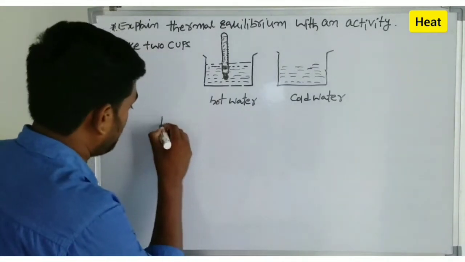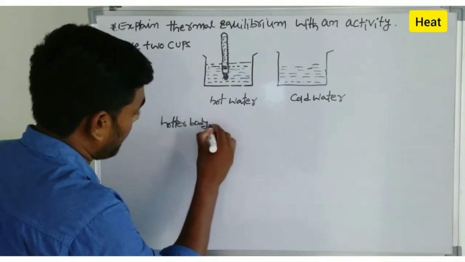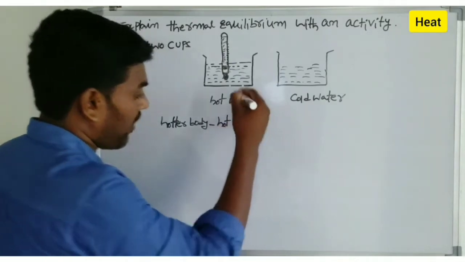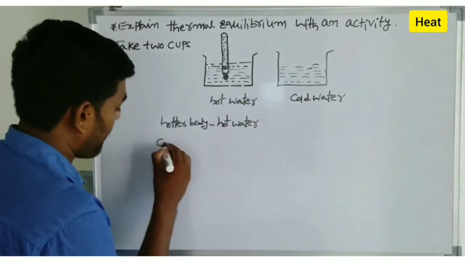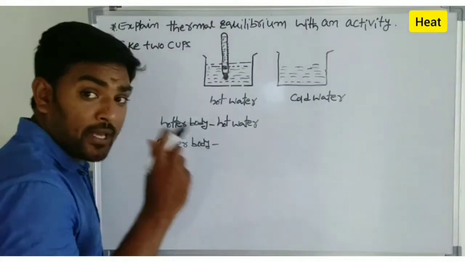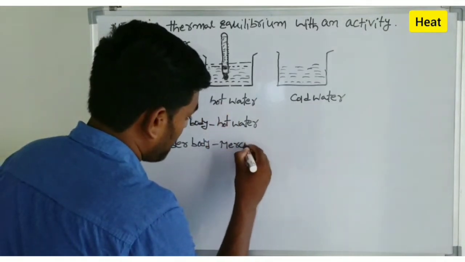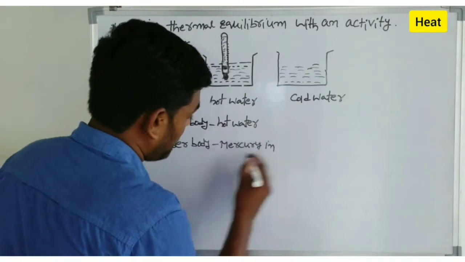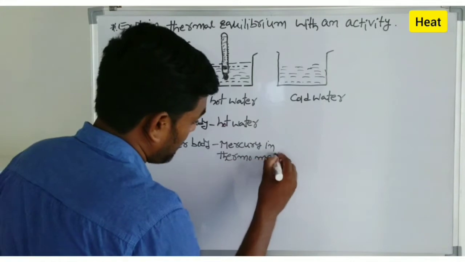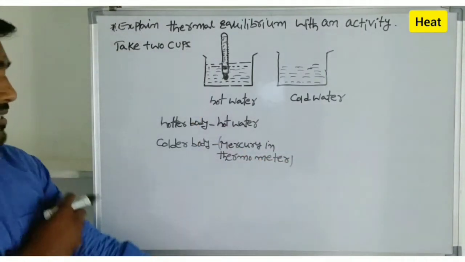So the hotter body means hot water. The colder body means mercury in the thermometer. Once again I will repeat.